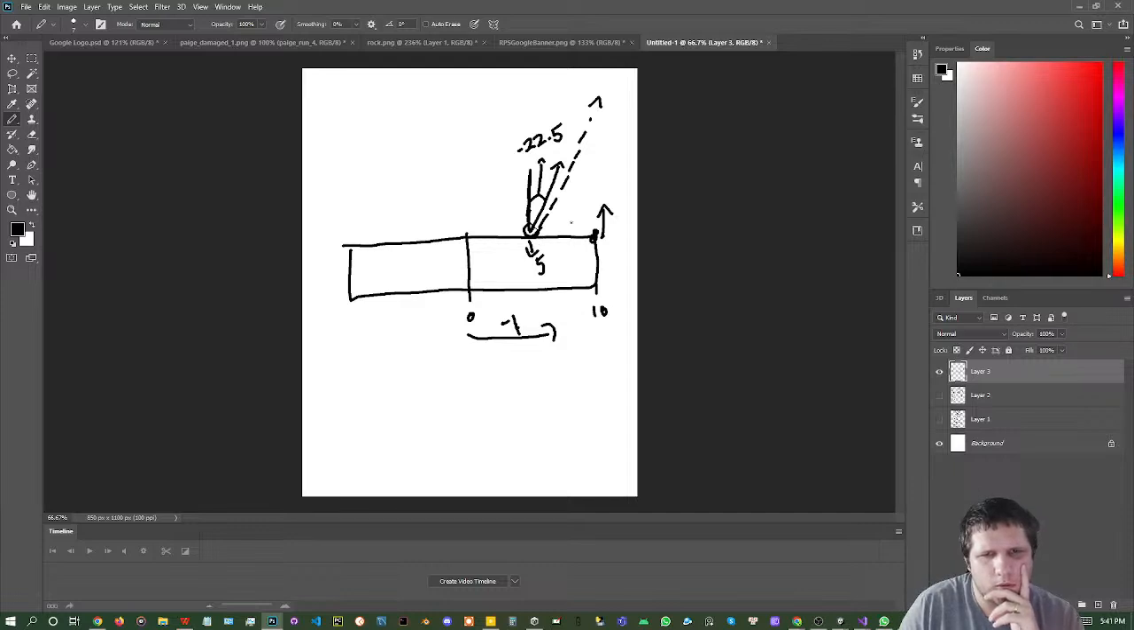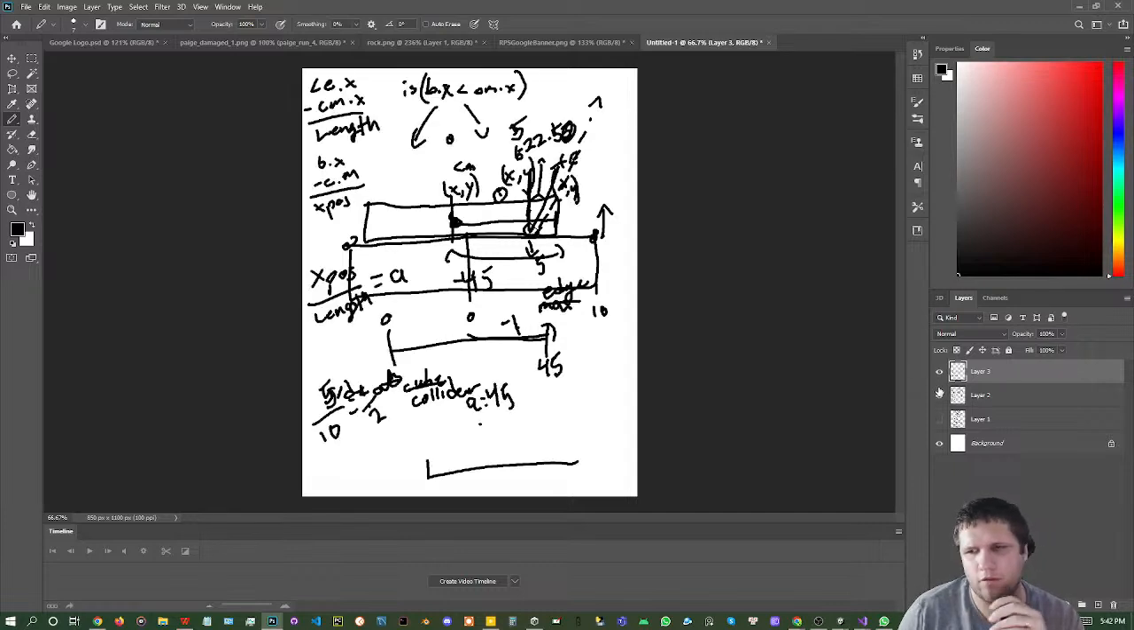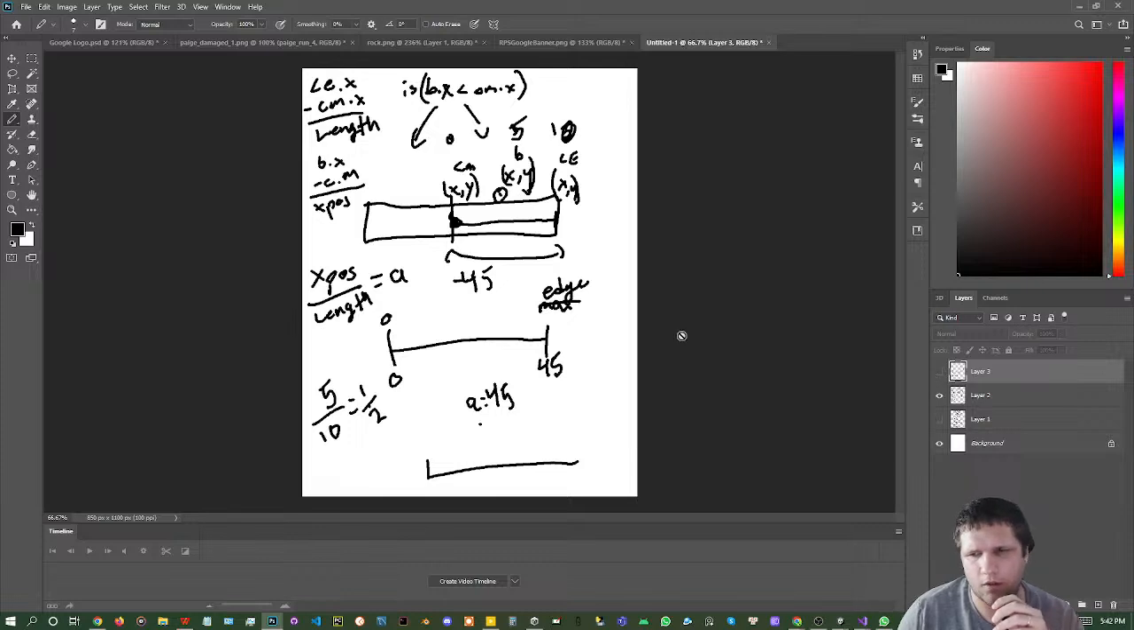So, two things: to determine what side of the cube or collider, and then we want to use the math formula that we just came up with, of x position divided by the length multiplied by 45.